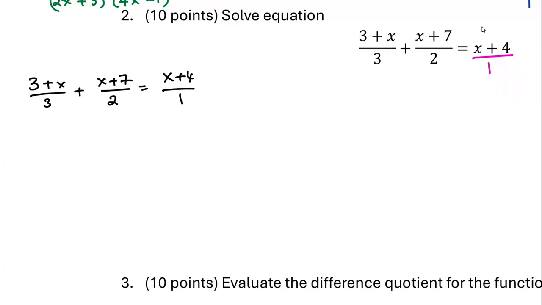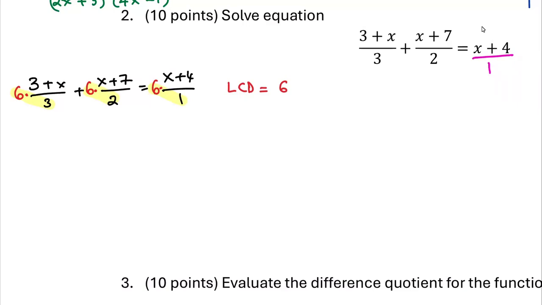What is the LCD? I have the number 3, the number 2, and the number 1. I think it's not too bad to find out the LCD is 6. And I am going to multiply each term by 6, that term by 6, that term by 6. So let's do it right now. I multiply by 6 here, 6 here, and 6 here. What I am targeting is to simplify the 6 by the 3, the 6 by the 2, and the 6 by the 1, right?